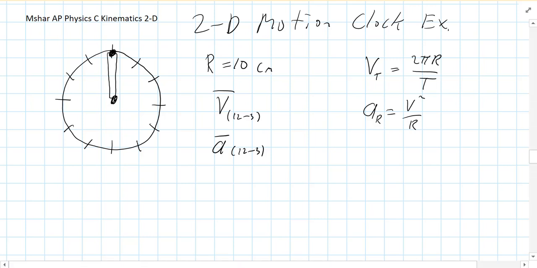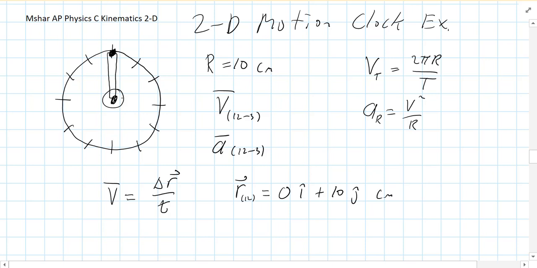All right, so for average velocity, what we need is displacement over time. Displacement is going to be delta r over time because it's a two-dimensional displacement. So I'm going to write the displacement vector in unit vector notation. I'm going to use the center of the clock as my origin, so that's 0, 0. The starting position, the position at noon, in centimeters, is 0 i hat plus 10 j hat centimeters.